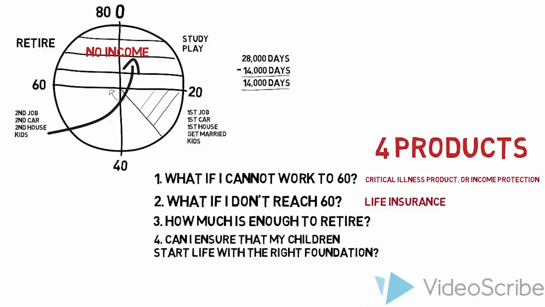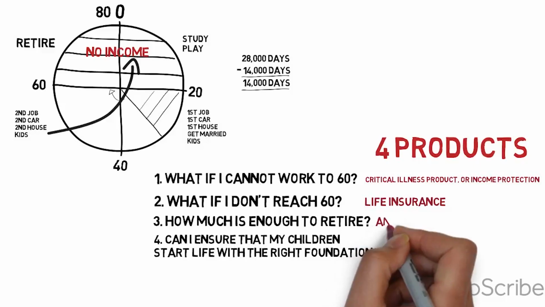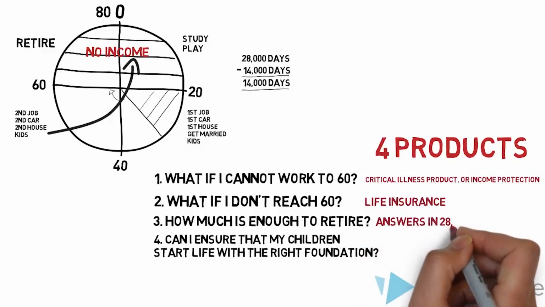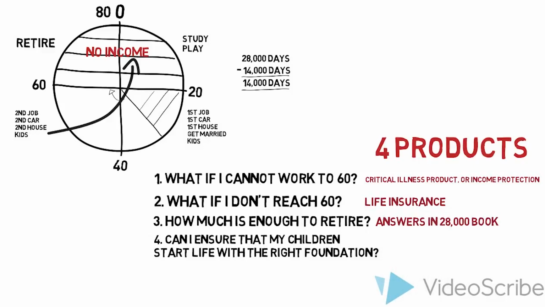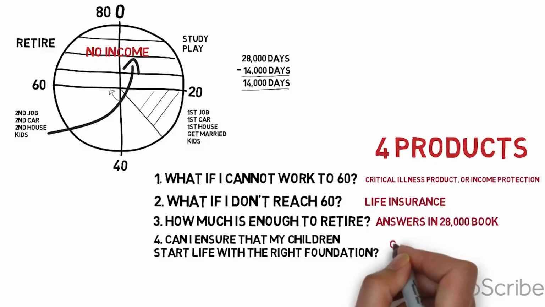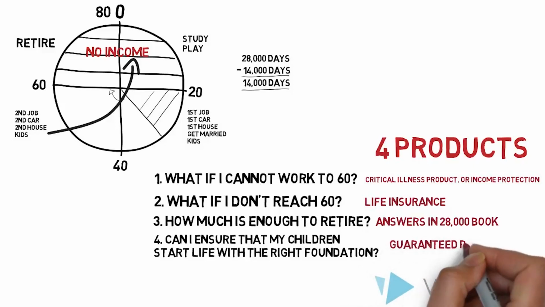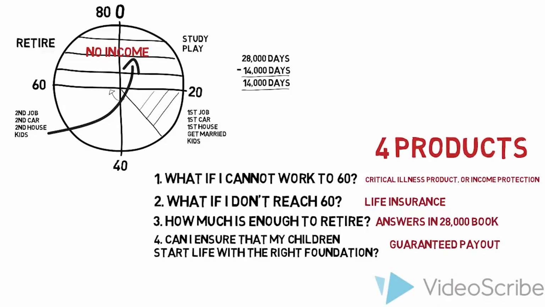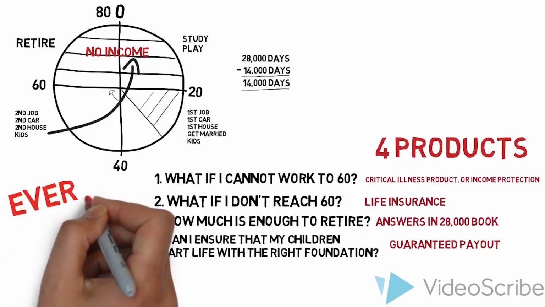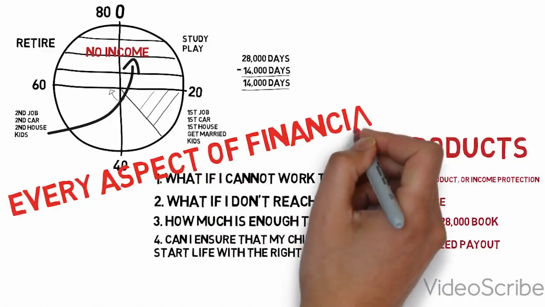My third fear was, how much is enough to retire? Now, there are different formulas to answer this question. The book gives you answers to these questions as well. The fourth fear is how much is enough to make sure that my children will start life with the right foundation. And we know that the right foundation for any child is a decent and a good education. Again, this is a guaranteed payout. So people need to plan for it if you have children. If you can follow this step-by-step process and use this exact presentation with every single prospect, you have now covered every aspect of financial planning.